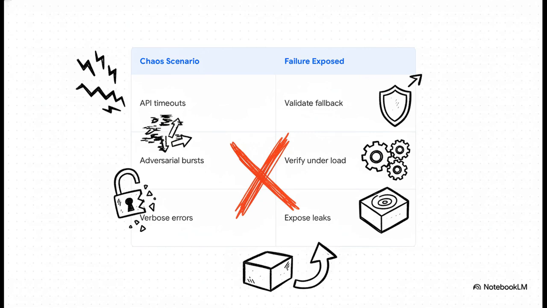For example, simulating API timeouts to validate your fallback behavior, or injecting adversarial bursts to see if your system silently degrades and fails open under load, which, by the way, is a massive red flag. You can even trigger verbose errors just to see if you accidentally leak sensitive system prompts or internal tool definitions. The core rule here: systems under stress must fail closed.